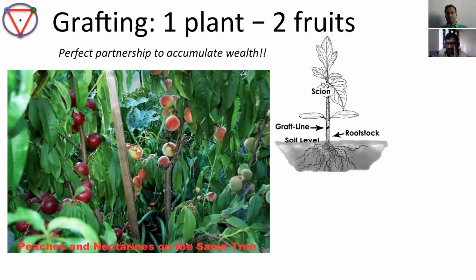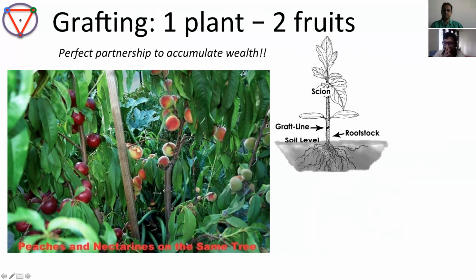That's the insight that came about immediately. And grafting is the approach. One plant has two fruits. So you graft one plant upon the other rootstock. On the left, you can see an image of peaches and nectarines. These are two different fruits, but on the same tree, because the nectarine has been grafted onto the peach rootstock. The rootstock is the plant that is supporting, and the scion is the portion of the plant which is connected at the grafting line.